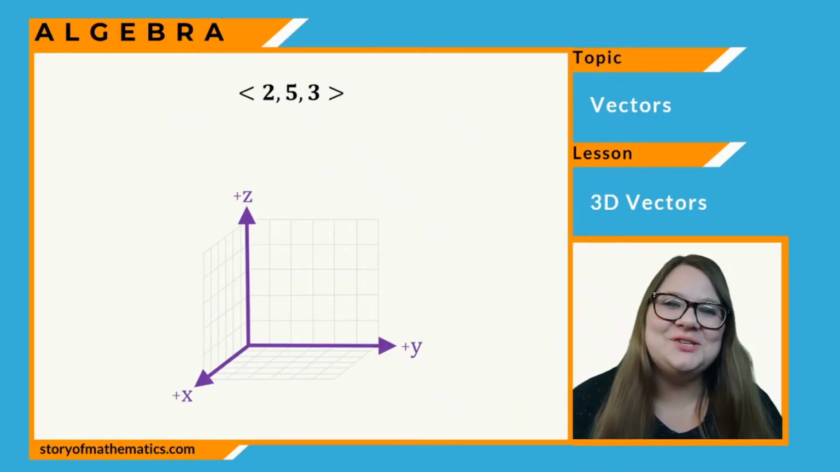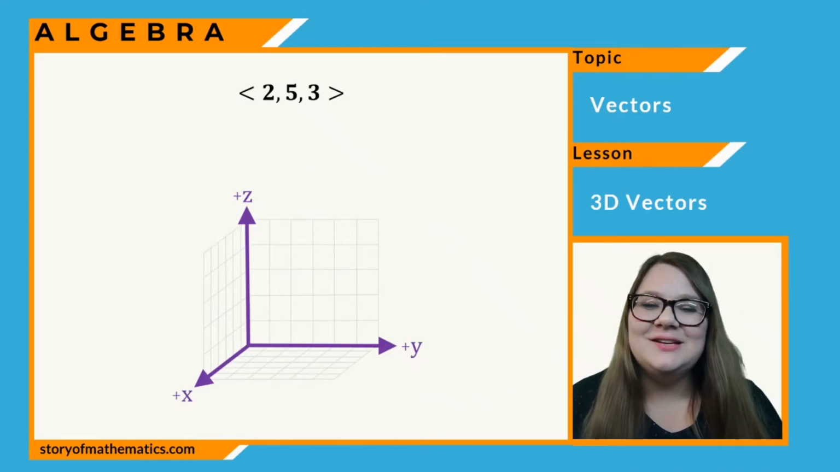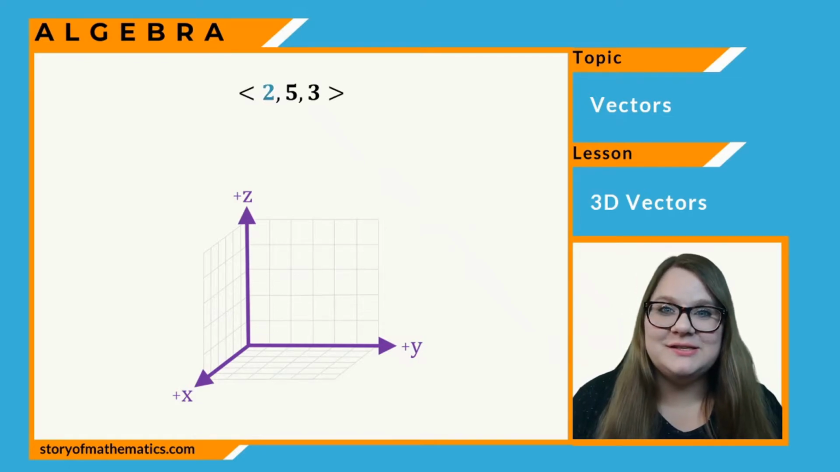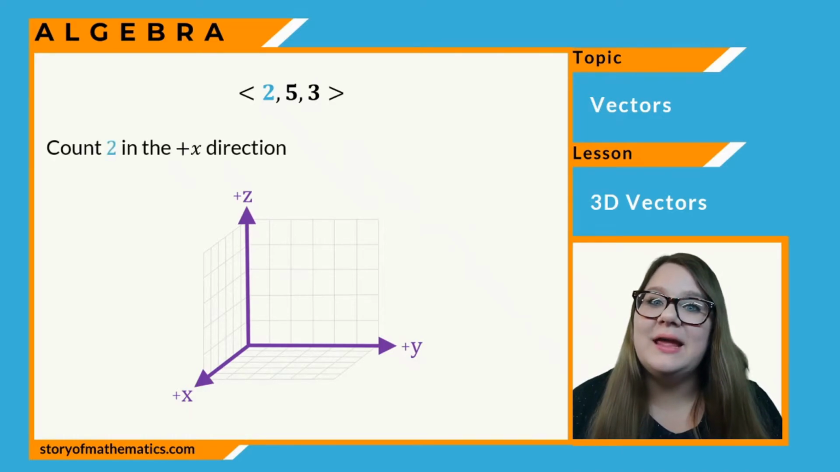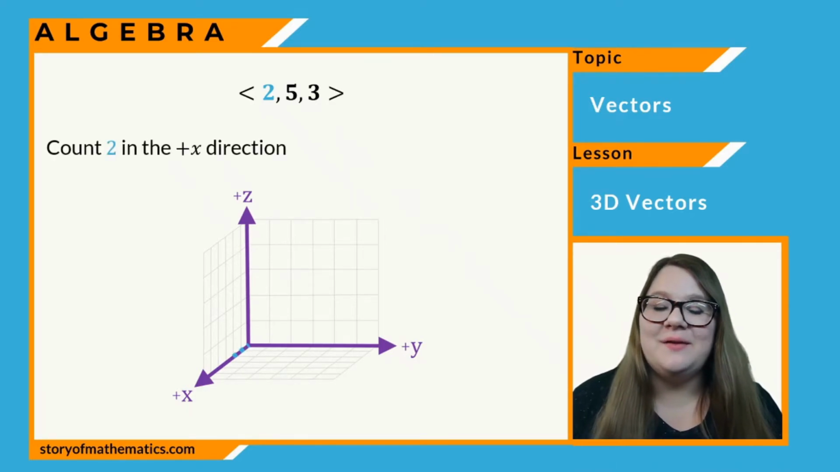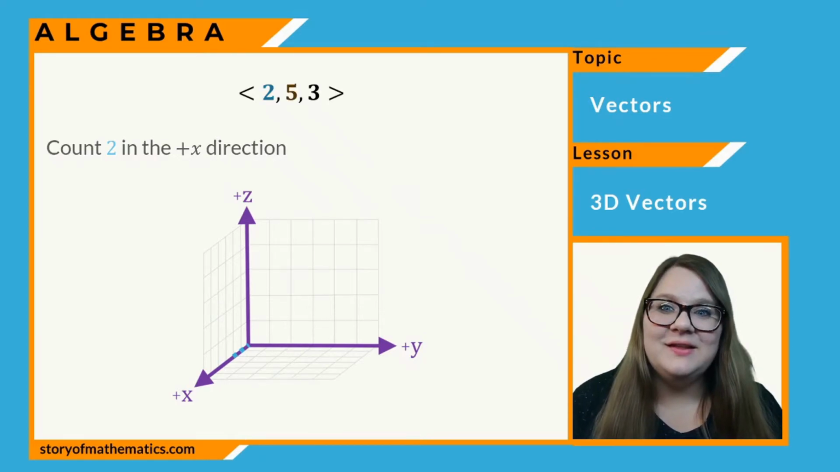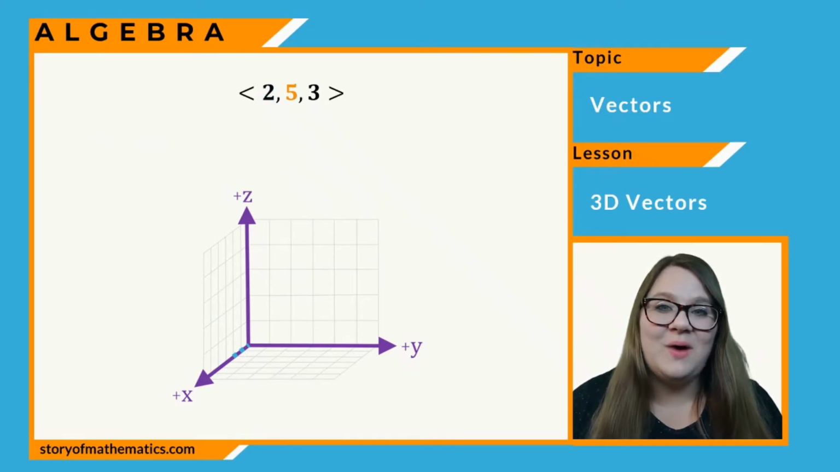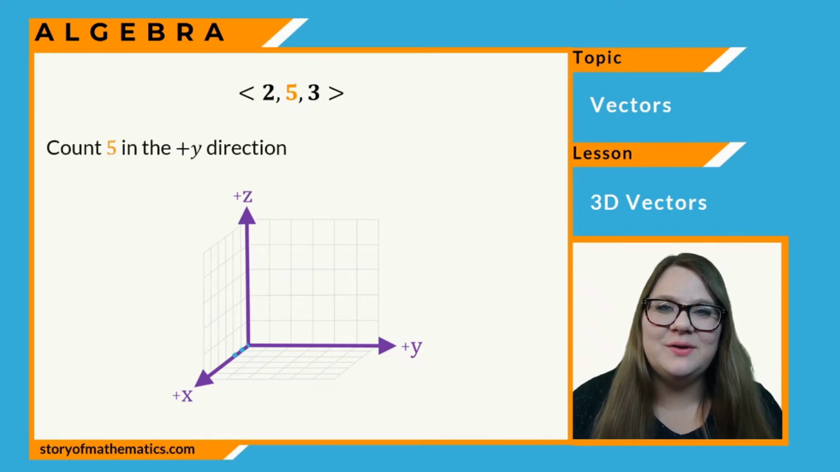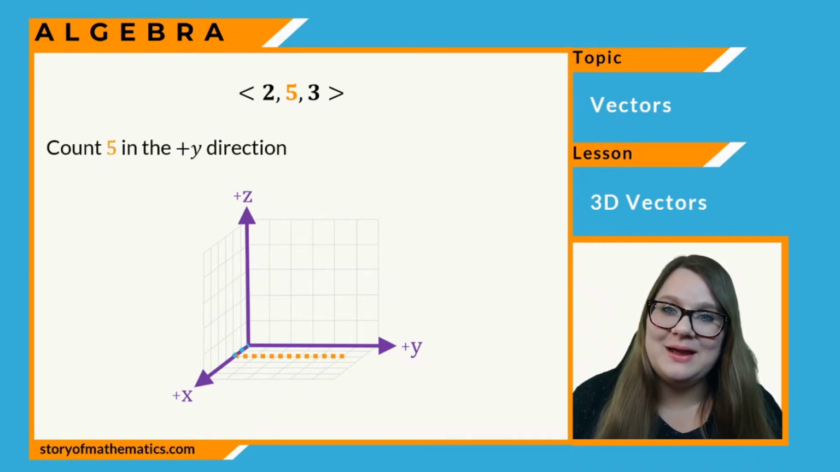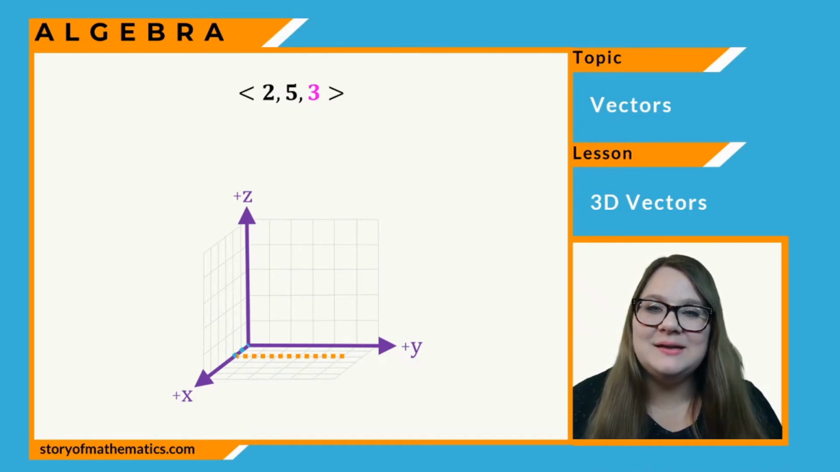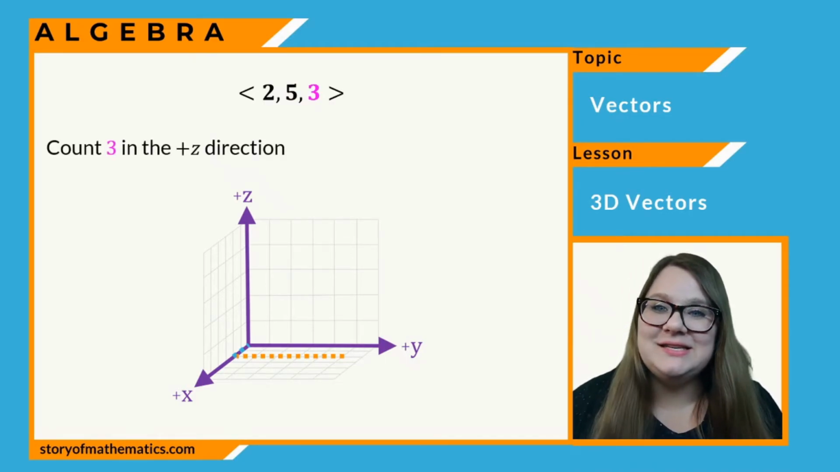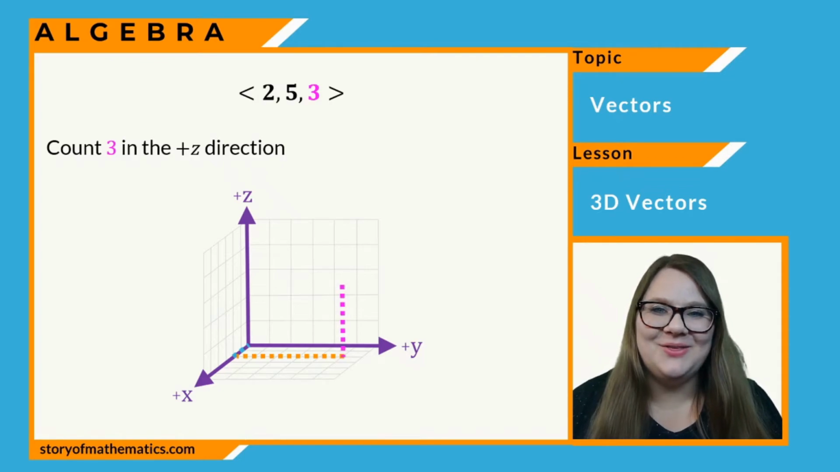Let's try 2, 5, 3. Our first number in this vector is 2, and that is the x component. Because it's positive, we're going to count 2 in the positive x direction, which you see I've marked here in blue. Then our second number is 5. That's our y component. Since it's positive, we'll count 5 in the positive y direction. Our last number is 3. That is a positive 3 in the z direction. So we'll count up 3.